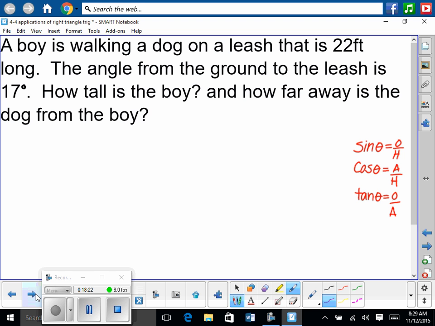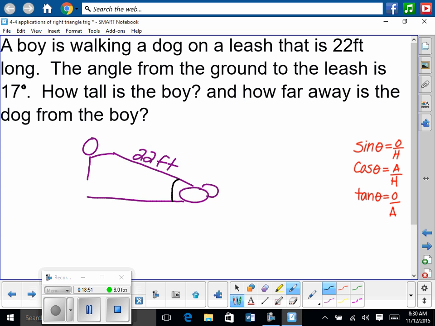So we just draw a picture, piece by piece. Don't look at the whole thing. Go in pieces. A boy is walking a dog on a leash. So here's a boy walking a dog on a leash, right? Here's my dog. It says the leash is 22 feet long. Does everybody understand how I drew that? The angle from the ground to the leash, so here's the ground, right? Think of it literally. Isn't this the ground? The angle from the ground up to the leash is 17 degrees. Does everybody see how I did that? It's literal. From the ground up to the leash is 17 degrees.